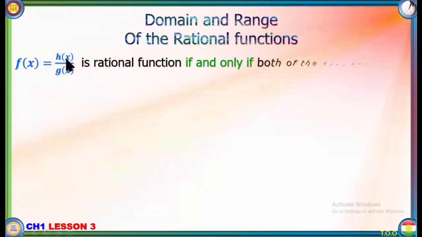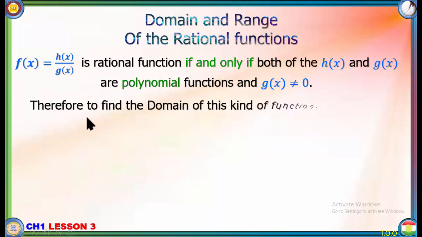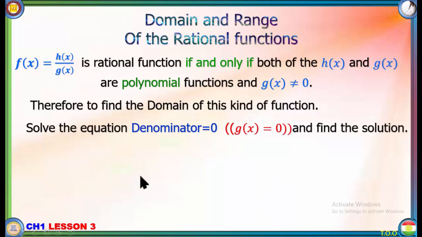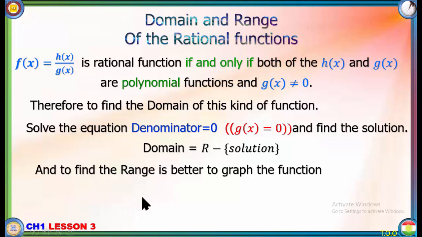f(x) equal h(x) over g(x) is a rational function if and only if both h(x) and g(x) are polynomial functions and g(x) is not equal to 0. Therefore, to find the domain of this kind of function, solve the equation denominator equal to 0, or g(x) equal to 0, and find the solution. Then the domain is all real numbers except the solution. And to find the range, it is better to graph the function.